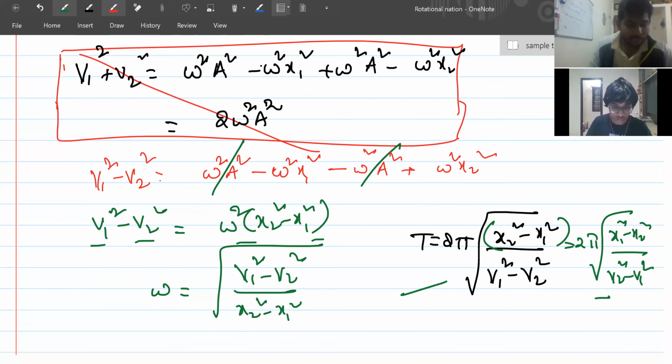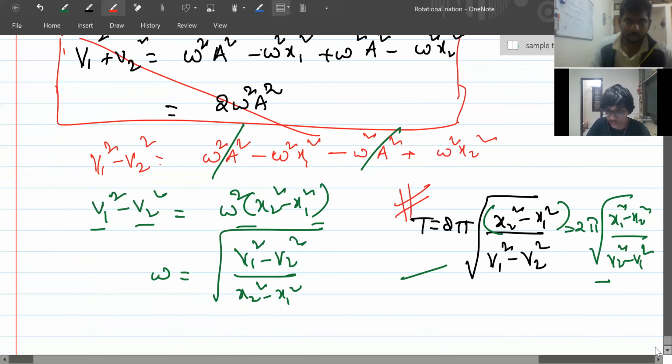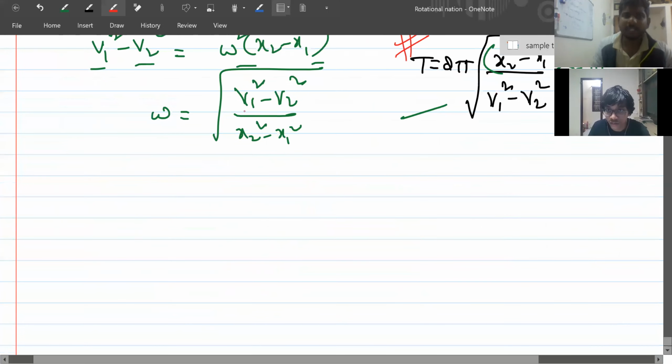Otherwise, x1 square minus x2 square divided by v2 square minus v1 square, anything can be the answer. Check the option. Yes, sir, third option. I eliminated amplitude here because the value of amplitude is not given in the question.